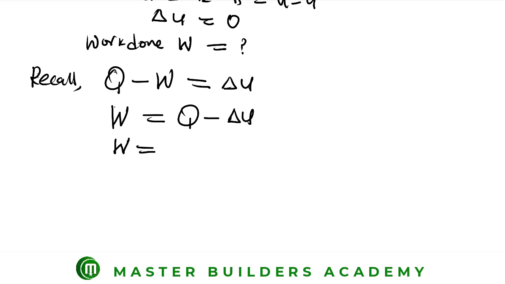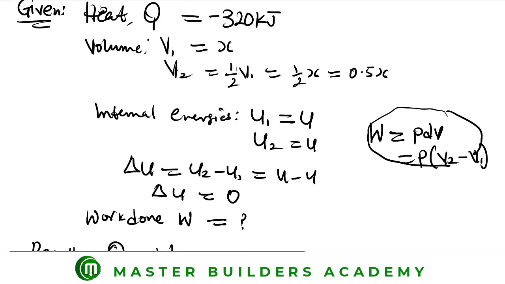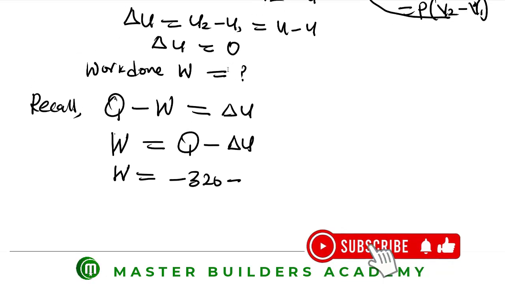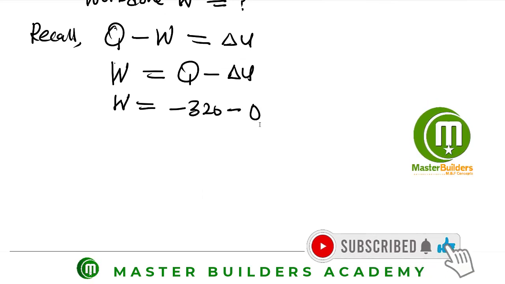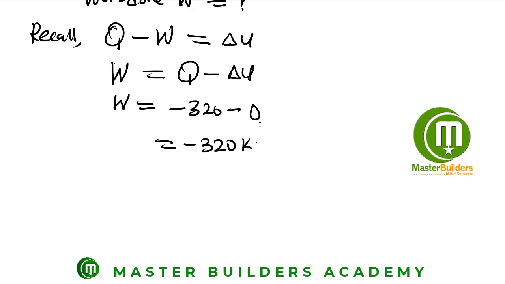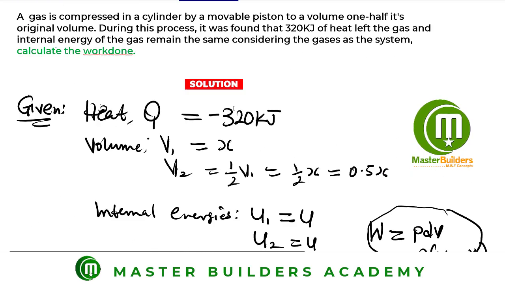Now, what is the heat? If you move up here, you will find out that the heat that we're given was heat rejected, right? Which is negative 320. So we put down the value here, negative 320. Then minus internal energy, as you can see here, is 0 as long as it remains the same. Then we have this as 0. So work done here becomes minus 320 kilojoules. This is what we have. This is the work done, my people. It's as simple as this.